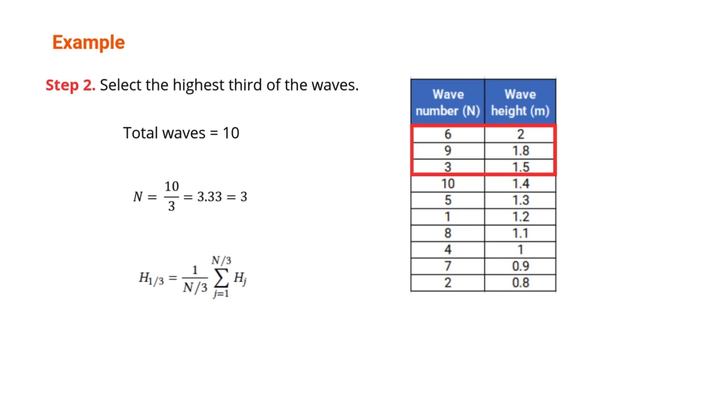The number of waves in the highest third is 10 divided by 3. The result is 3.33. Since there are no fractions of waves, we must apply the rounding rules. So 3.33 is rounded to 3. With this, select the top 3 highest waves from the sorted list. These are 2.0, 1.8, and 1.5.